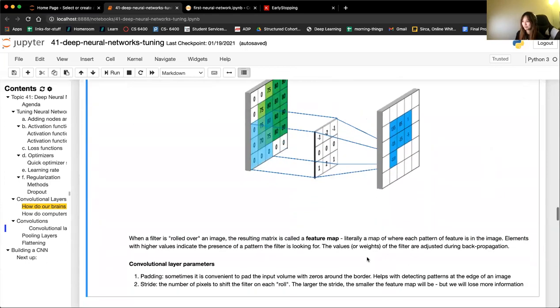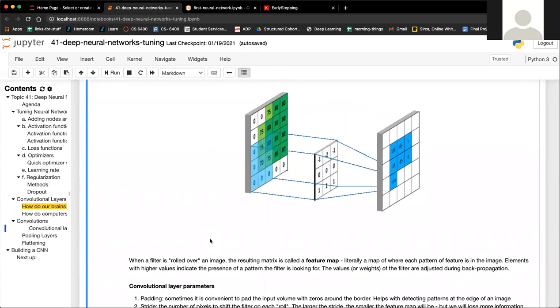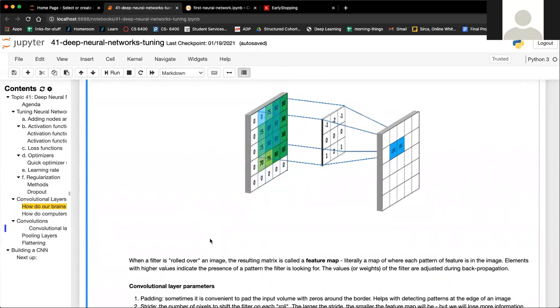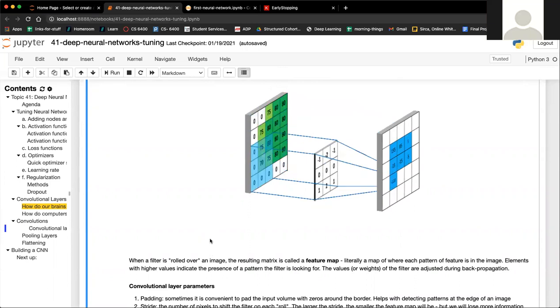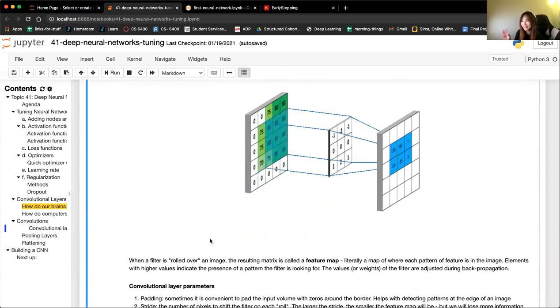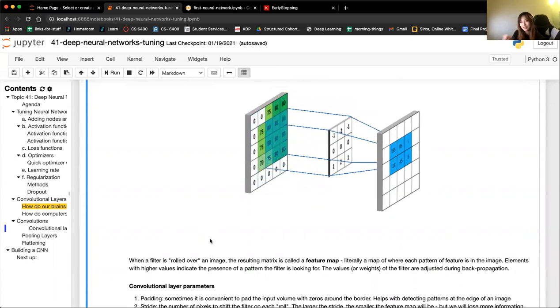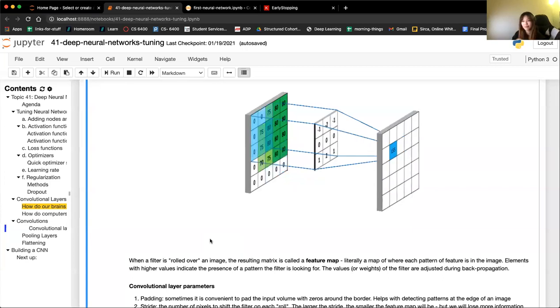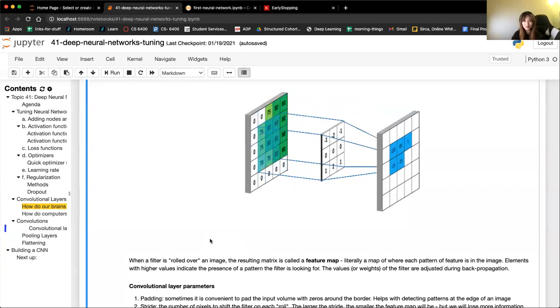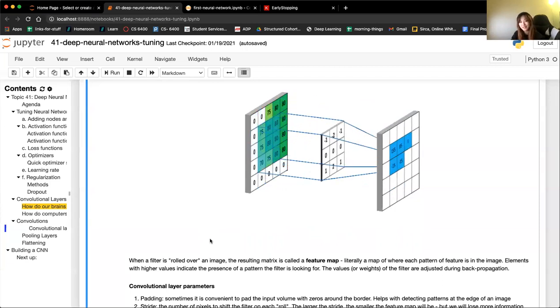One quick question about the filter on this. Is the filter always going to be -1, -2, 1, or is that something that we decide? Yeah, that's a good question. We don't get to decide the filter numbers. The filter numbers actually change during your training process, during backpropagation. With backpropagation, it'll figure out what filter I need in order to optimize my result.